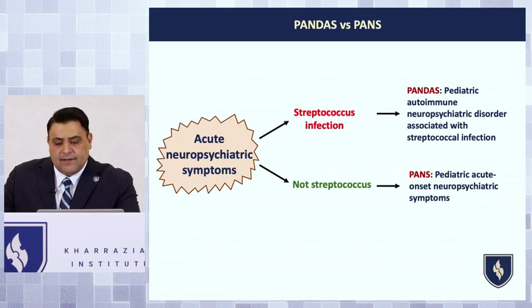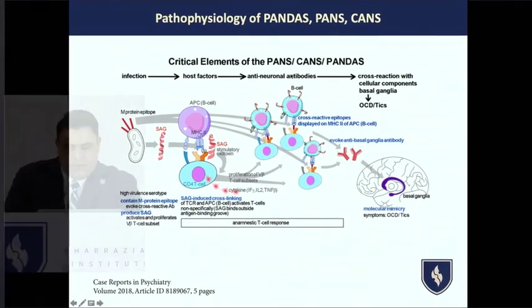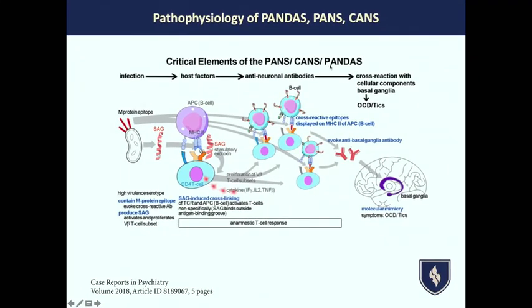Now, with PANDAS, the symptoms are specific to injury and cross-reactivity with the basal ganglia, so that it leads to the OCD patterns and tics. It's not all areas of the brain, but it's specific to the basal ganglia. That's where they have tic disorders, vocal tics, motor tics, and OCD type behavior and anxiety. So here you can see an illustration of this. This is the pathophysiology of, let's say, PANDAS, PANS, and CANS.